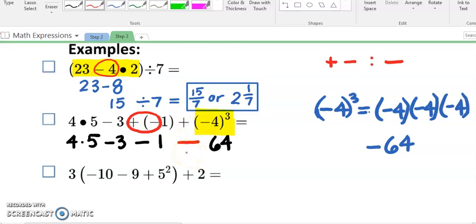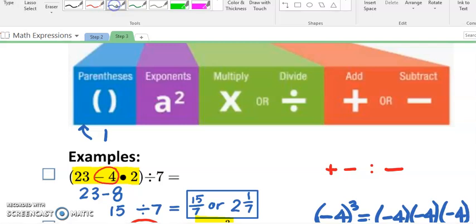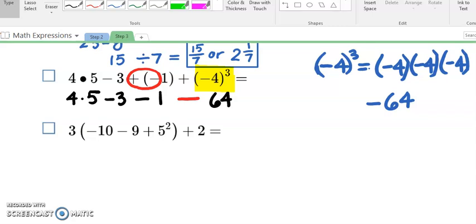All right, we don't have parentheses anymore. We don't have any exponents. What's next on our list of things to do after we take care of parentheses and exponents? Now we're ready for step 3, which is multiplying or dividing from left to right. Multiplying only happens one time right here. So I'm going to do that. I'm going to take 4 times 5 and get 20. Take away 3, take away 1, take away 64.